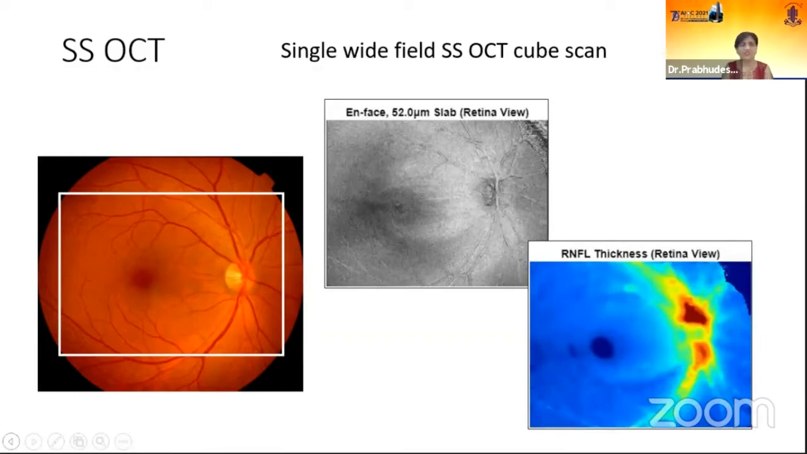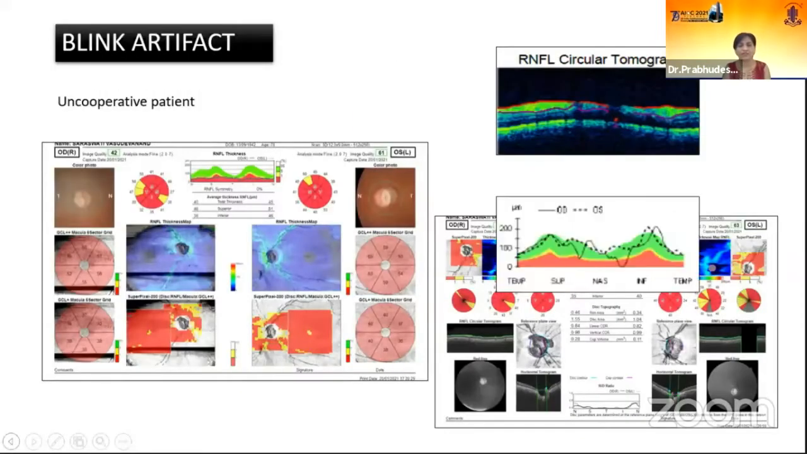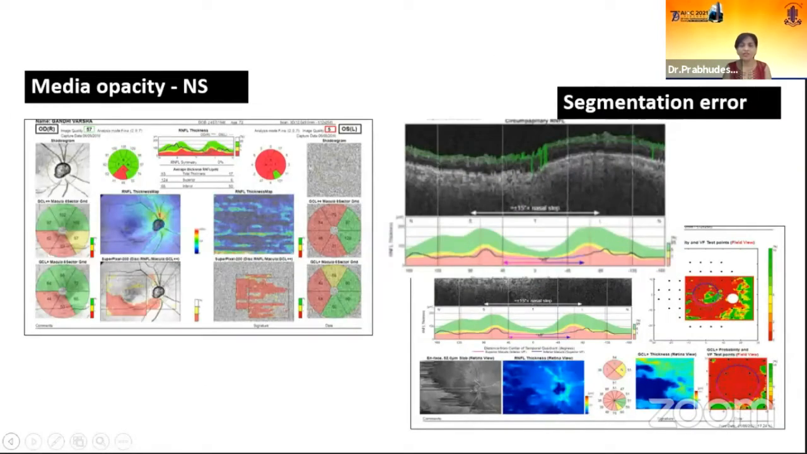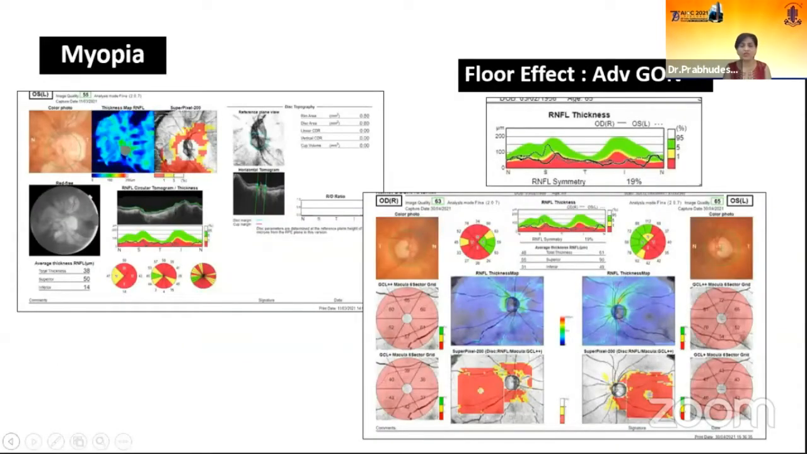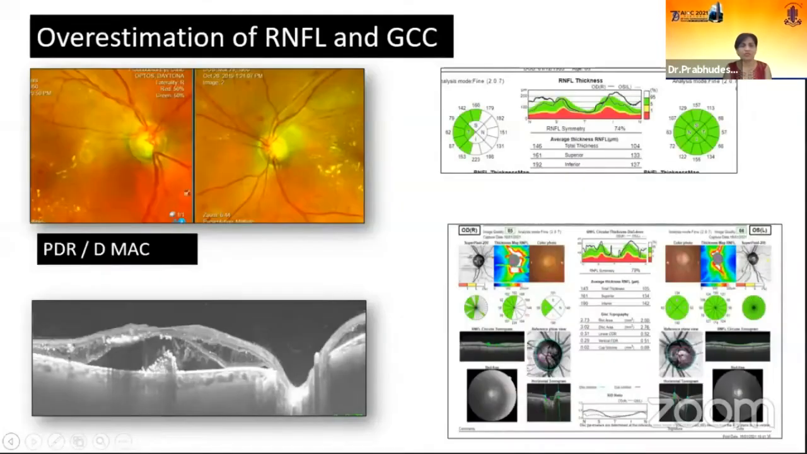So let's come and see the drawbacks. Blink artifacts can give rise to loss of data, and the interpretation would be difficult. Media opacities like cataract or vitreous opacities can give rise to segmentation errors. There can be decentration, myopia. Obviously, we know that OCT is not helpful in this. And in advanced glaucoma, because of the floor effect, it is not possible to manage progression. Peripapillary ERM and diabetic retinopathies can give rise to overestimation of RNFL and GCC.